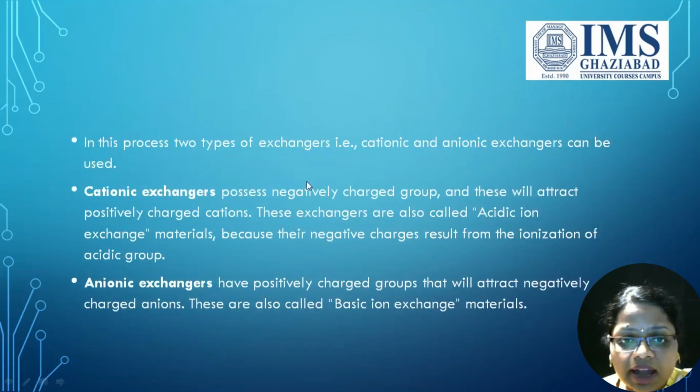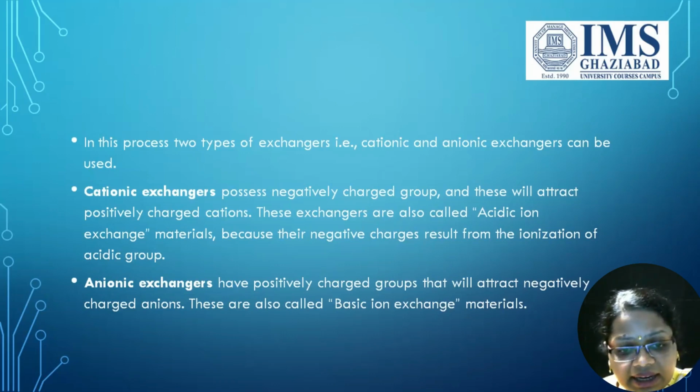In this process, we have two types of exchanger. First is cationic and second is anionic. In the case of a cationic exchanger, the matrix will be negatively charged and it will attract the positively charged cation. So the counter ion will be positively charged. My positively charged analyte will replace that counter ion and will bind to the cation exchanger. And then we will finally recover our target protein.